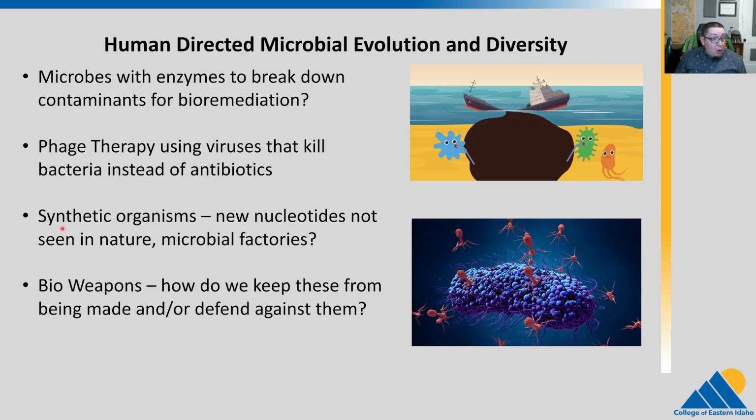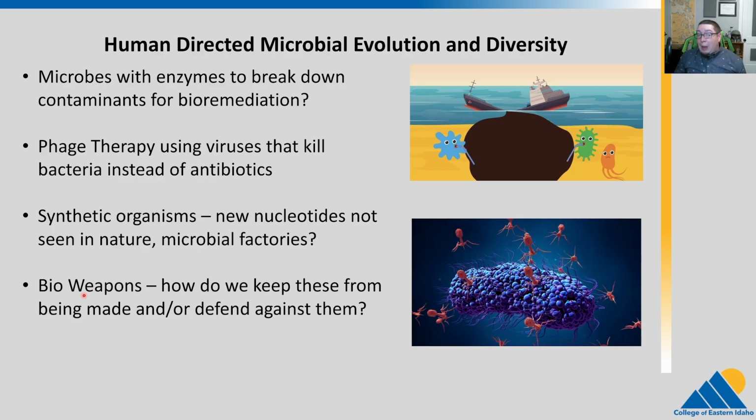Then we have synthetic organisms. Scientists have actually made new DNA nucleotides not seen in nature before. Could we engineer completely new organisms with completely new DNA? Very interesting prospect. The idea probably would be to use those as microbial factories, right, to make various compounds and things like that, and help prevent them from escaping because they have nucleotides that you can't find anywhere else. We have to give them to them.